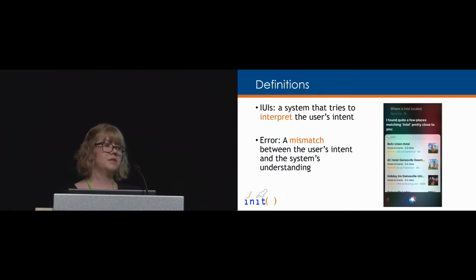Just to define a couple of terms that I'll use throughout the talk. We define IUIs as a system that tries to interpret the user's intent, and an error as a mismatch between the user's intent and the system's understanding, such as Siri recognizing Intel as hotel. We focus error detection on determining the mismatch in expectations, whether it be from the user or the system, as well as error correction, fixing the discrepancy in expectations.